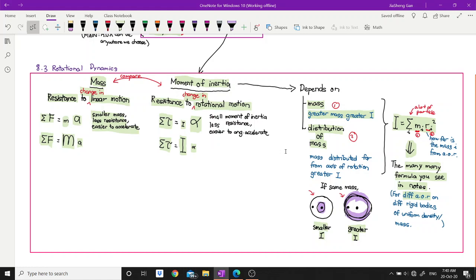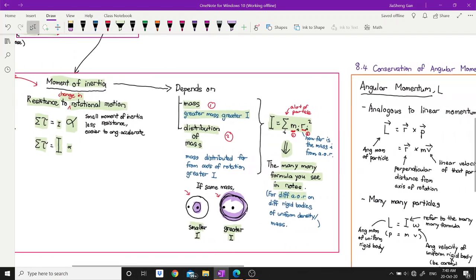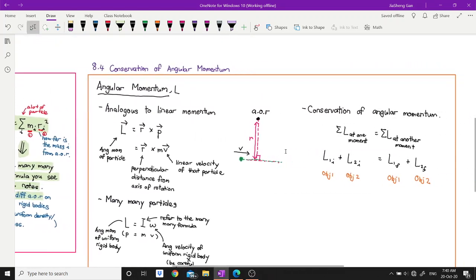Okay, so we have finished talking about moment of inertia. Let's move on to the last subtopic, which is on conservation of angular momentum.